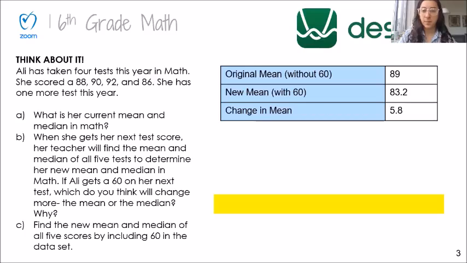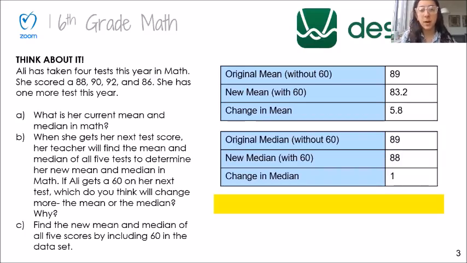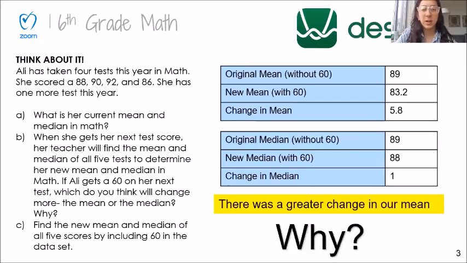Now let's look at median. Our original median without 60 in the data set was 89. Our new median with 60 in the data set was 88. That means our median changed by 1. So if in your discussion earlier you said that the mean would change more, you were correct. There was a greater change in our mean, but why did our mean change more than our median when we added 60 to the data set?